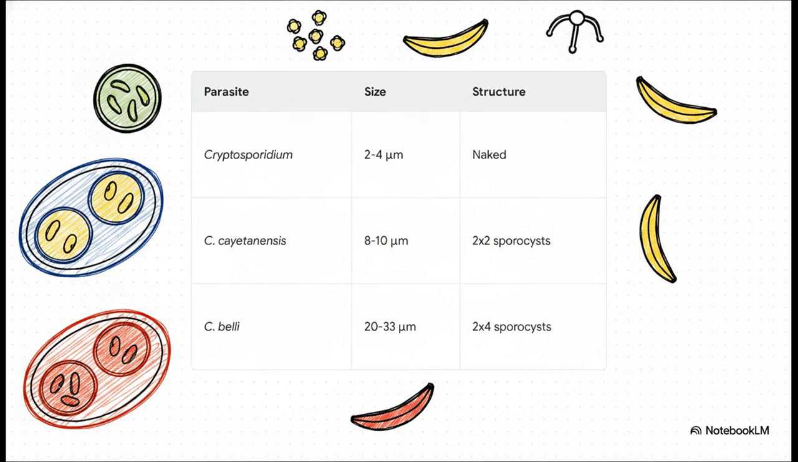Stepping up in size, we have Cyclospora cayetanensis at 8 to 10 micrometers. This one develops a dual sporocyst structure, with each sporocyst holding 2 sporozoites. Finally, you have the massive Cystoisospora belli, which can measure up to 33 micrometers. It also uses a dual sporocyst architecture, but it packs 4 sporozoites into each one.